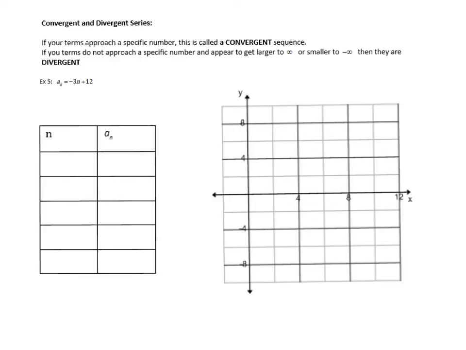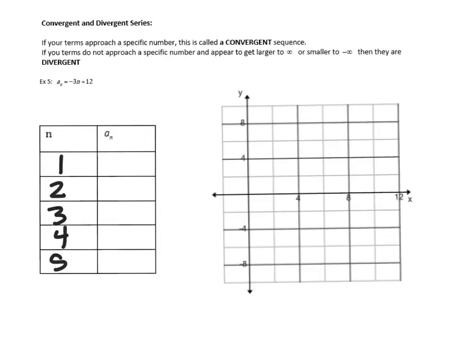If you look at problem example 5, a sub n equals negative 3n plus 12. That's a linear function. So before we even do it, you should probably know whether that's convergent or divergent. You can probably figure it out, but we're going to do it anyway. So all we're going to do is some substitution. You're going to start off with n as 1, first term, second term, 3, 4, 5.